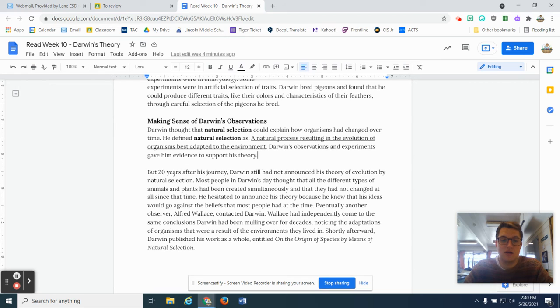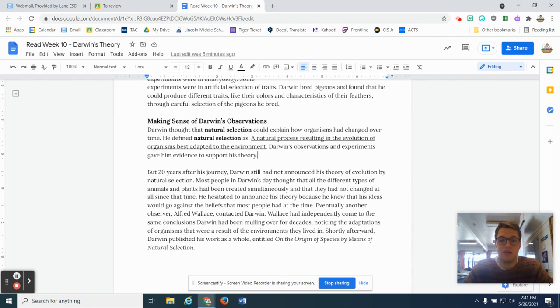But 20 years after his journey, Darwin still had not announced his theory of evolution by natural selection. Most people in Darwin's day thought that all different types of animals and plants had been created simultaneously and that they had not changed at all since that time. He hesitated to announce his theory because he knew that his ideas would go against the beliefs most people had at the time. Eventually, another observer, Alfred Wallace, contacted Darwin.